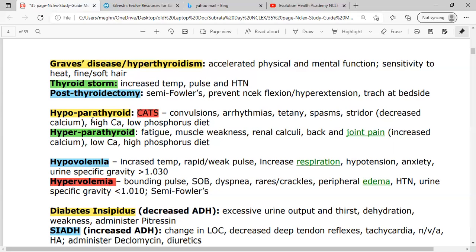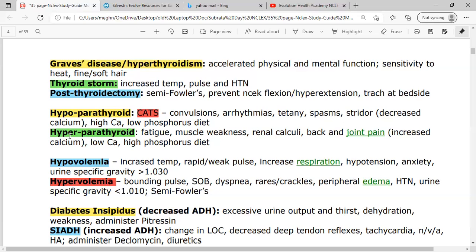So the treatment option is to give them a high calcium but low phosphorus diet. In case of hypoparathyroidism, an easy way to remember is CATS. C for convulsion is common, A for arrhythmia, T for tetany: involuntary muscle movement, or muscle spasm and stridor.